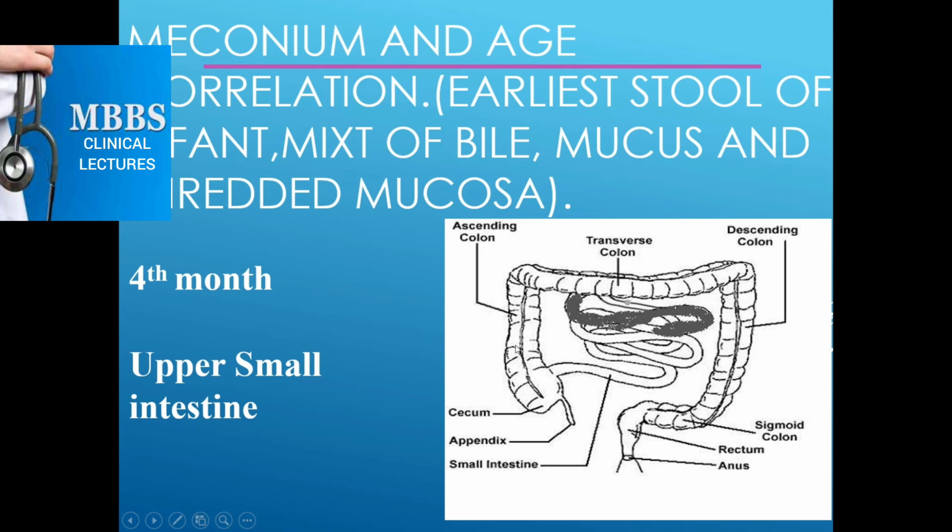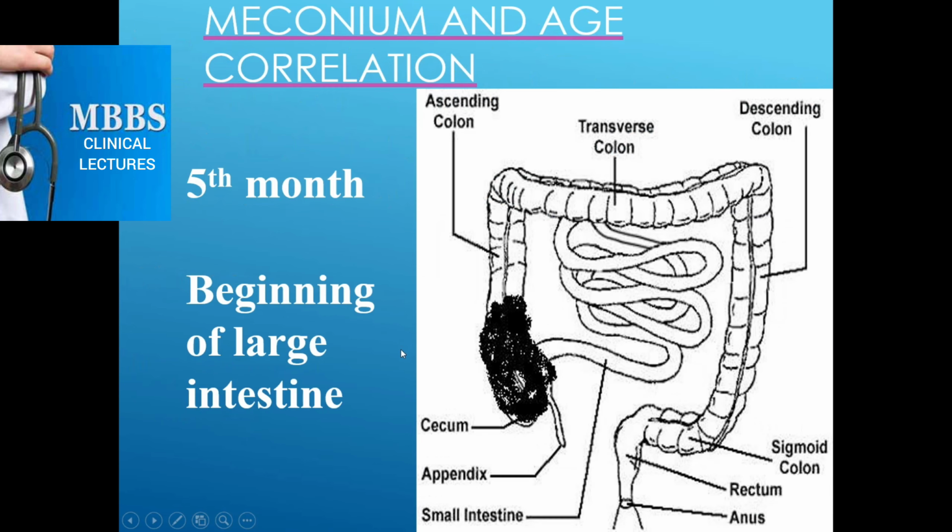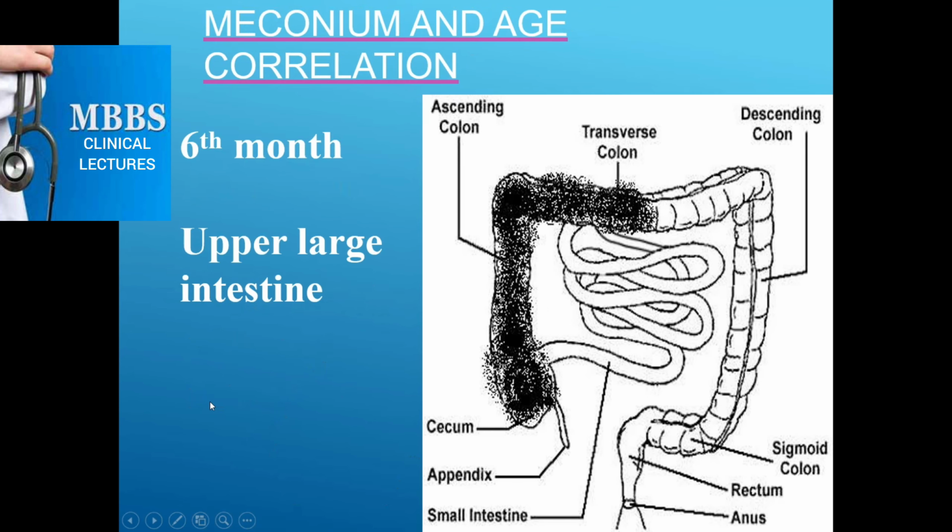There you start the large intestine. So meconium is present in the upper part of the small intestine at the 4th month of intrauterine life. At the age of 5 months, it occupies the beginning of the large intestine. From small intestine, it enters into the first part of large intestine. Okay. Then in the 6th month, it is present in the upper part of the large intestine.